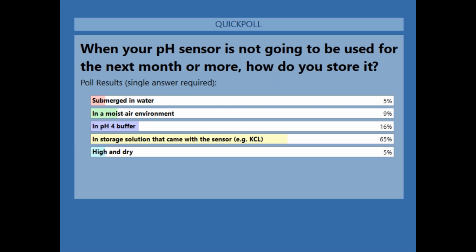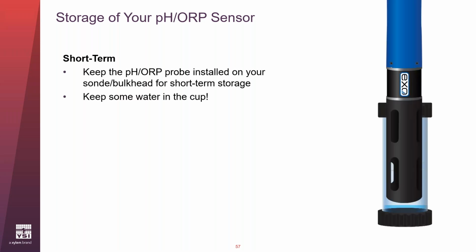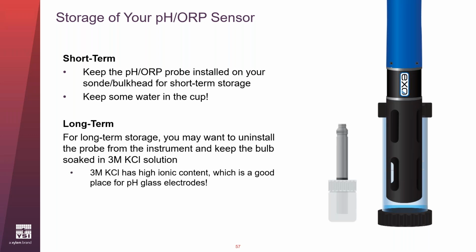Storage of your pH and ORP sensor. See, we're jumping right into it. Keep the pH and ORP probe installed on your sonde or bulkhead for short-term storage. As long as your calibration cup has some water in it, the water vapor will prevent your probe from drying out. For more long-term storage, you may want to uninstall the probe from the instrument and keep the bulb soaked in a 3 molar KCl solution.